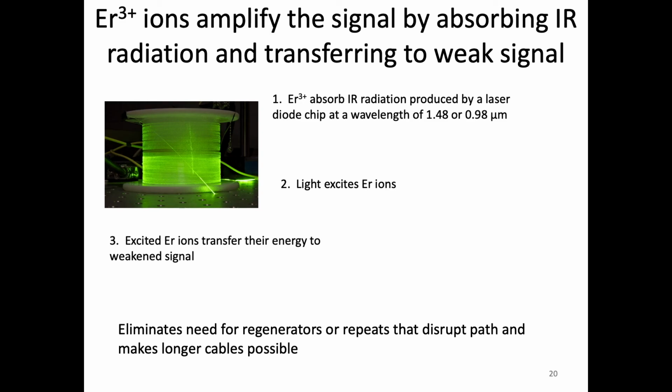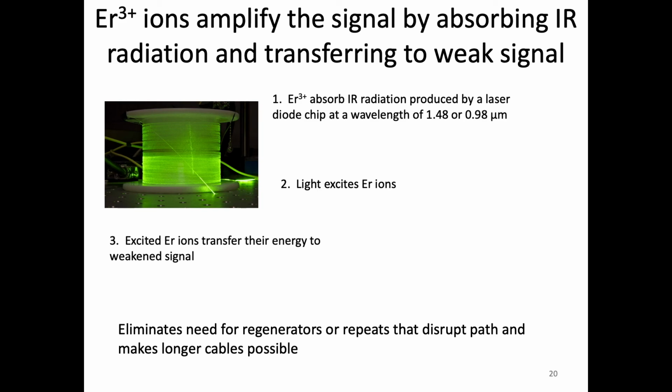These ions, Er3+, are added into the line. And what that does is amplify the signal, because it can absorb IR radiation and transfer that to the weak signal. So IR isn't used for the data transmission. It's used in conjunction with these ions to amplify the signal.